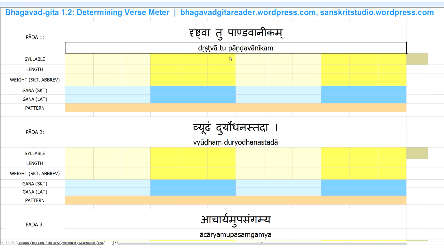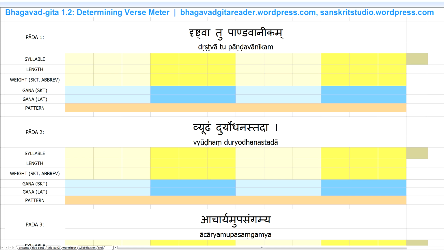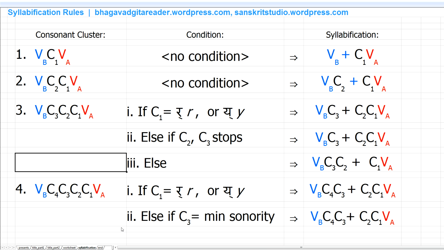Let's start with pada number 1, drstva tu pandavanikam. And here we have the first word drstva, which is, of course, starting its syllable with dr. But what happens with these 3 consonants in a row here? Which one goes with dr and which ones go to the right? So in order to understand that, we have to look at the rules.